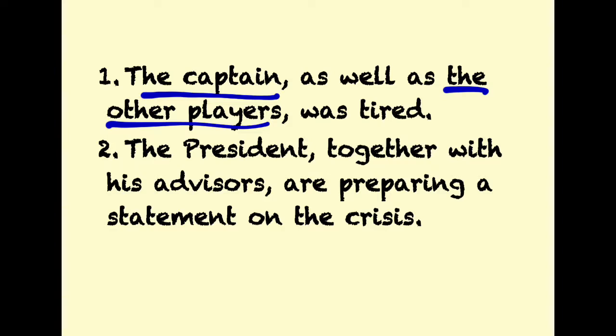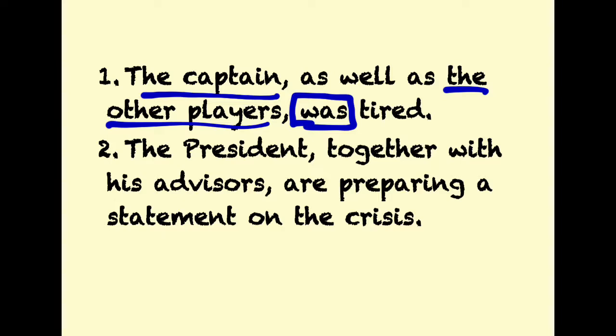Now the problem is whether the choice of was is correct or incorrect. Because if it is correct, it means that it is going to agree with the first subject, the captain. If it does not agree with the captain, it has to agree with the players and it will be were. Was or were? This is the question. If it is was, then the sentence is correct. If it should be were, the sentence is definitely incorrect and it has to be rewritten in order to make it grammatically acceptable and correct.